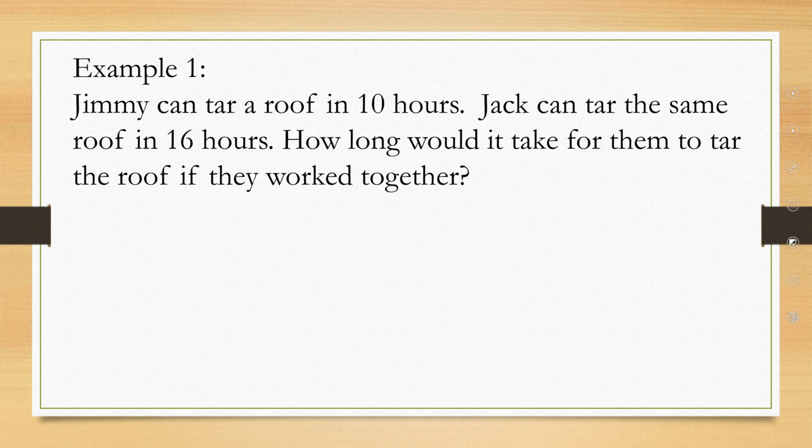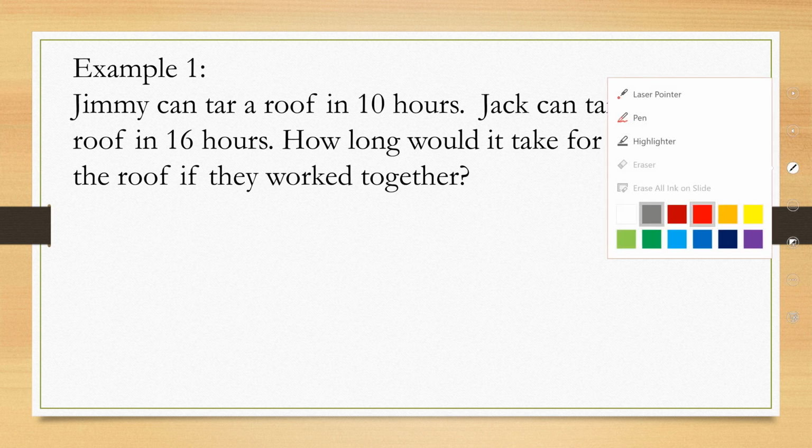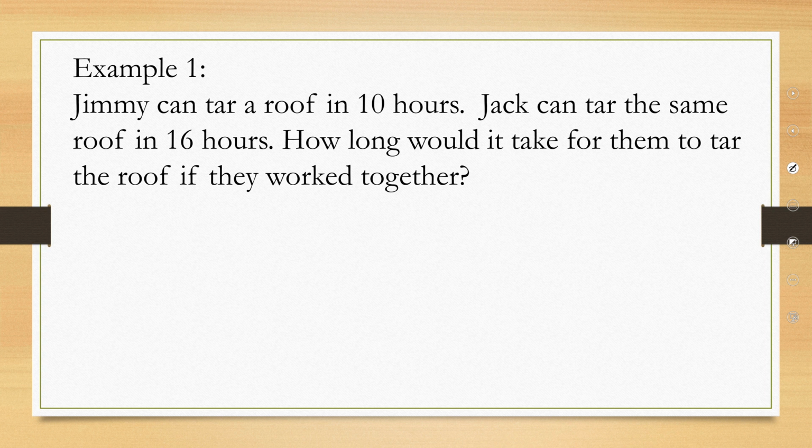So plugging right along, here's example 1. Jimmy can tar a roof in 10 hours and Jack can tar the same roof in 16 hours. How long would it take for them to tar the roof if they worked together? Our format for these type of problems is that Jimmy can do one job over some amount of time, and then plus, who's the next one? Jack, he can do that exact same job in whatever his time is.